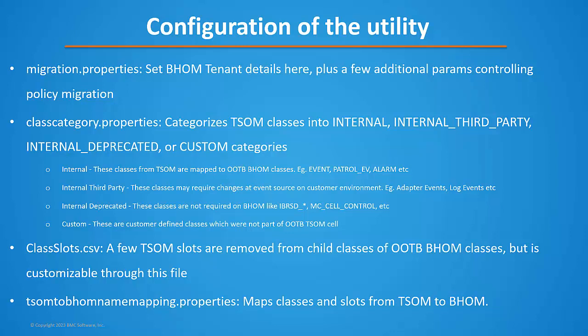There is the class slots.csv file. This is because a few of the TSOM slots are removed from child classes and the out-of-the-box BHOM classes, but it's customizable through this file. You can tweak that if necessary. And there is the TSOM to BHOM name mapping.properties. This is what maps the classes and slots from TSOM to BHOM. For example, the event class in TSOM is mapped to the monitor event class in BHOM, and this is where that's defined.